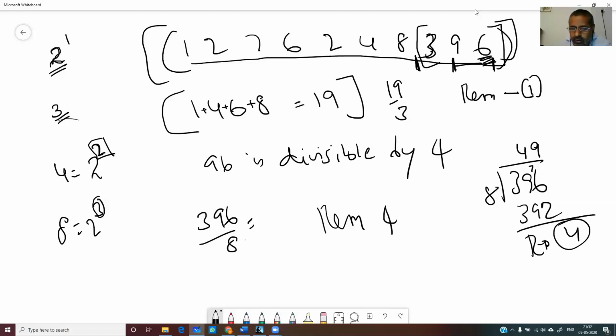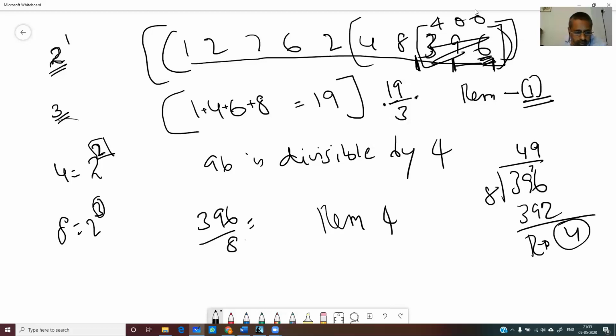So this works out always. As per the rule, you'll be able to find the remainder also. Now suppose I change this number and make it 400. Can you tell me whether it is divisible by 32? How will you know whether this number is divisible by 32?